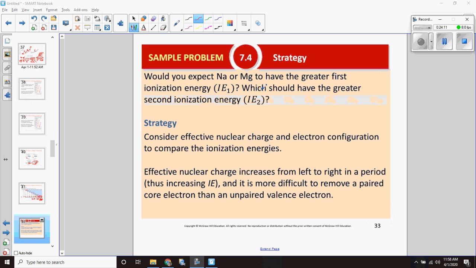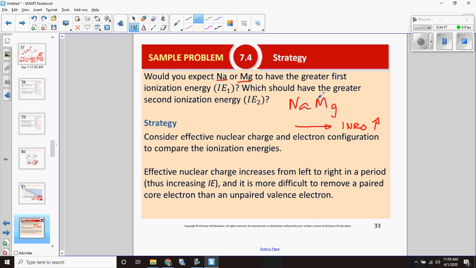Okay, so here's a sample question. Would you expect sodium or magnesium to have a greater first ionization energy? All right, so the first ionization energy is how much energy is required to remove the first valence electron. And sodium and magnesium are right next to each other on the periodic table. So hopefully you remember the trend: as you go across the periodic table, the ionization energy increases.